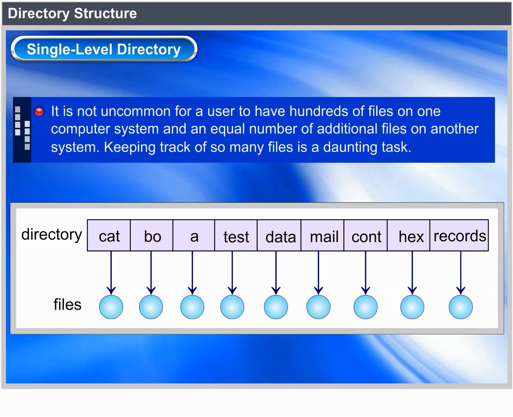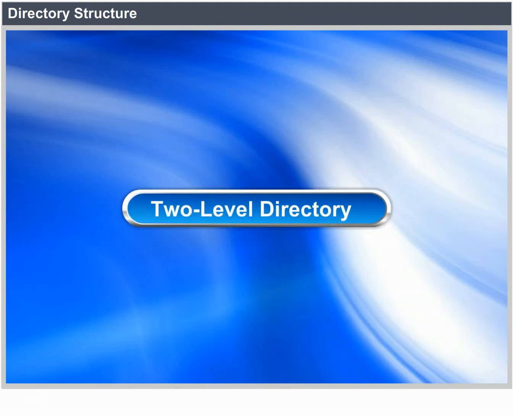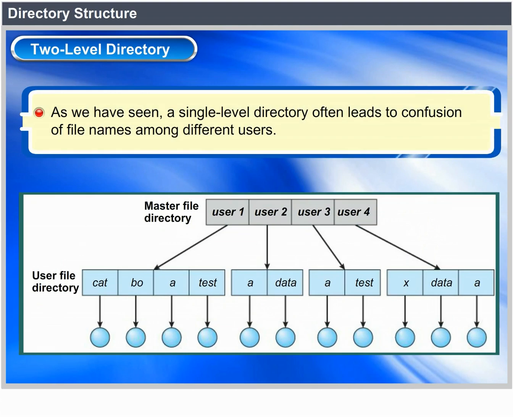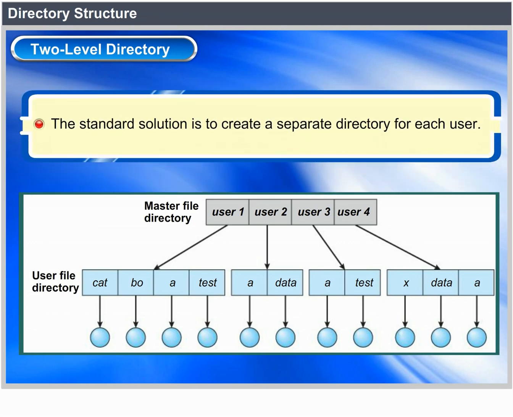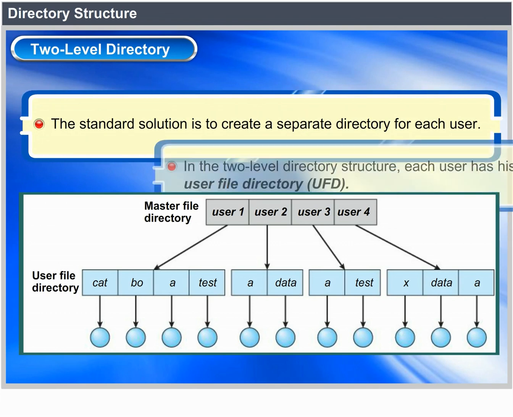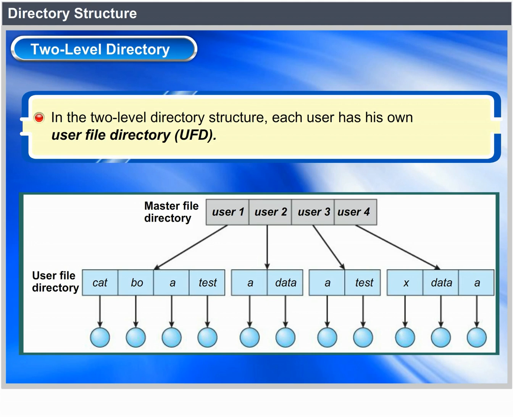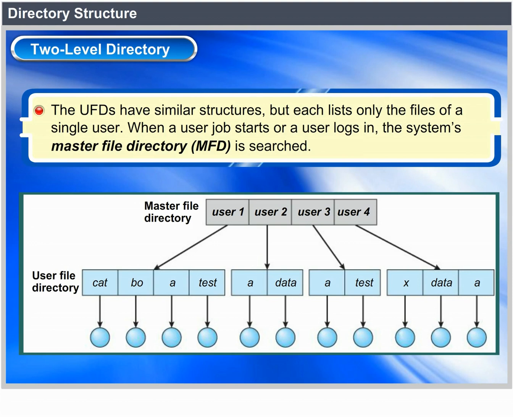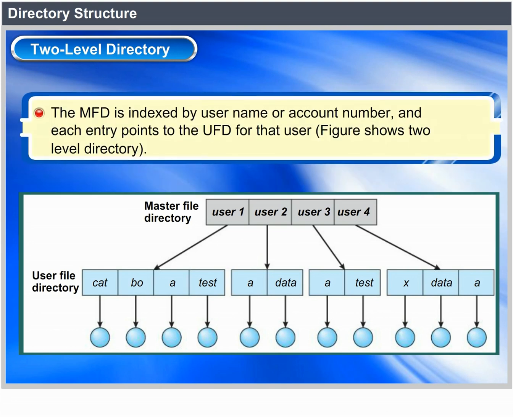Two-level directory. As we have seen, a single-level directory often leads to confusion of file names among the different users. The standard solution is to create a separate directory for each user. In the two-level directory structure, each user has his own user file directory, UFD. The UFDs have similar structures, but each lists only the files of a single user. When a user job starts or a user logs in, the system's master file directory, MFD, is searched. The MFD is indexed by username or account number, and each entry points to the UFD for that user. Figure shows a two-level directory.